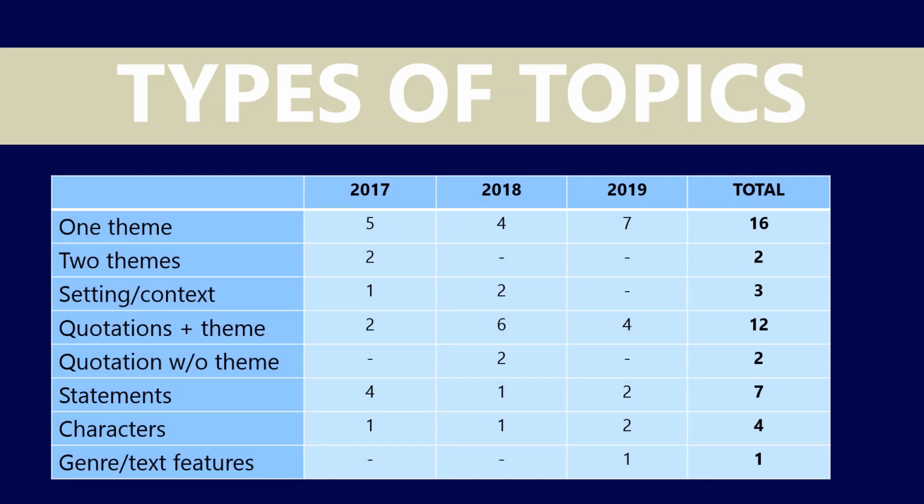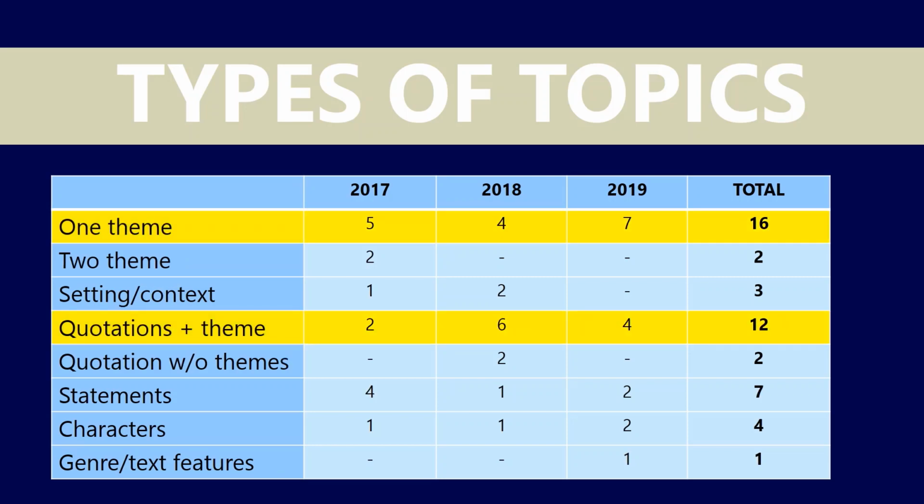So the types of topics, and this was broken down last week to us, but we've got topics that cover one theme, some that cover two themes, some which focus on the setting and context, some which provide us with quotations and a theme, others with the quotation without a theme, where it's just the quotations there and it's up to you as a student to analyse it. We've got statements, we've got character-based topics, and of course, the last one, we've only seen one of these, which is genre and text features topics. But again, the genre and text features should be coming up in your analysis anyway.